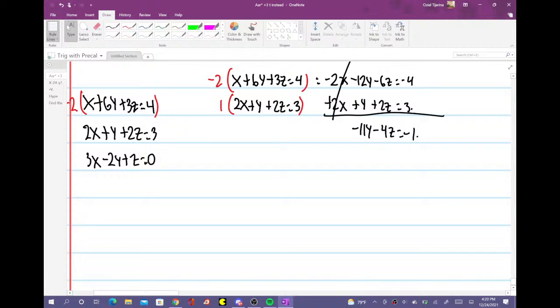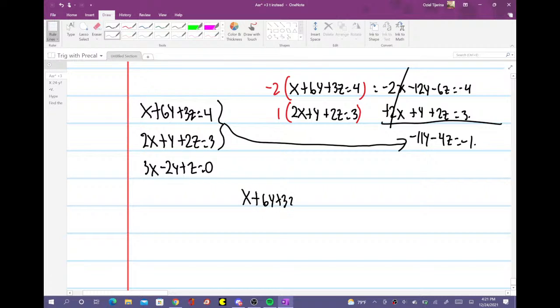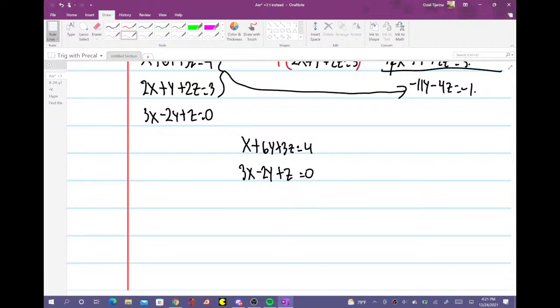So basically, this is what we get out of these two, right? But what about the top and the bottom? So now we're going to try to do the top equation, x plus 6y plus 3z equals 4, and then the bottom equation, 3x minus 2y plus z equals 0.